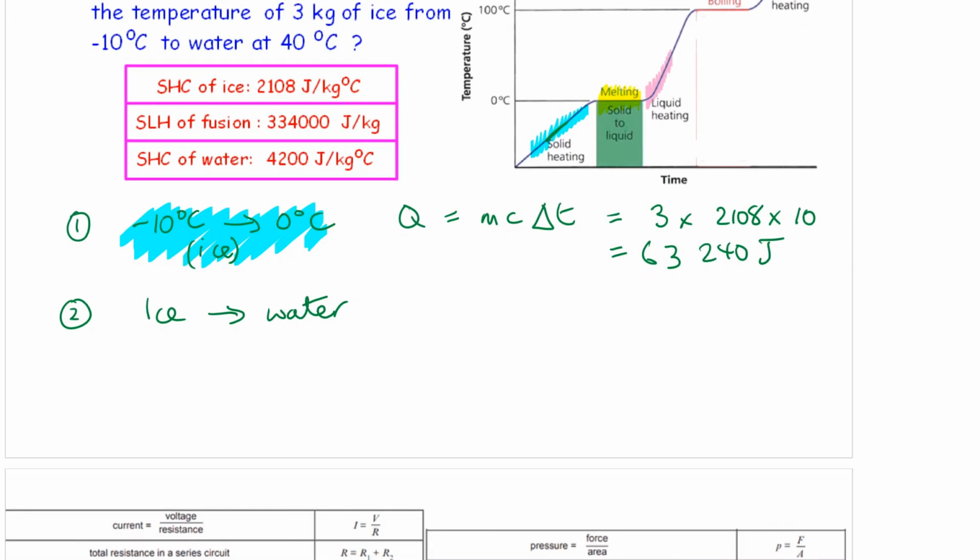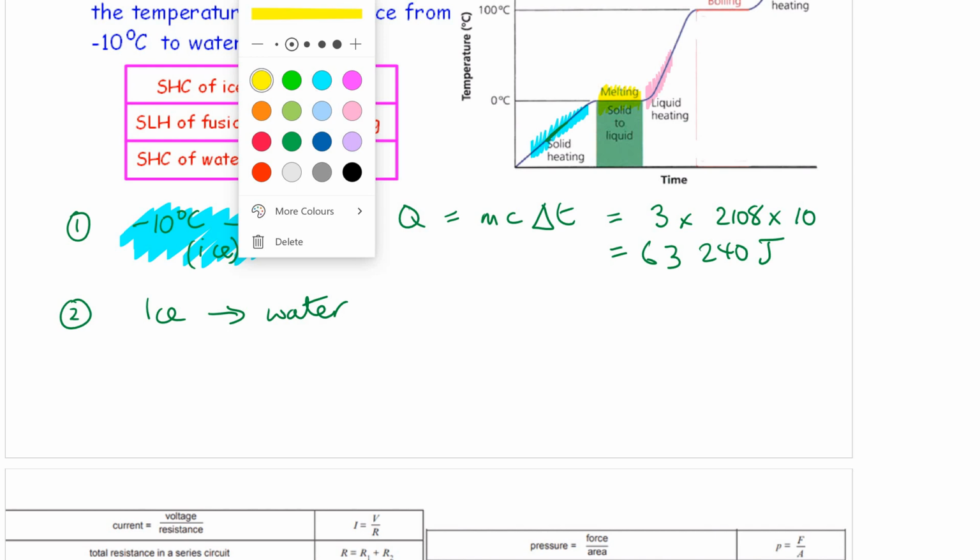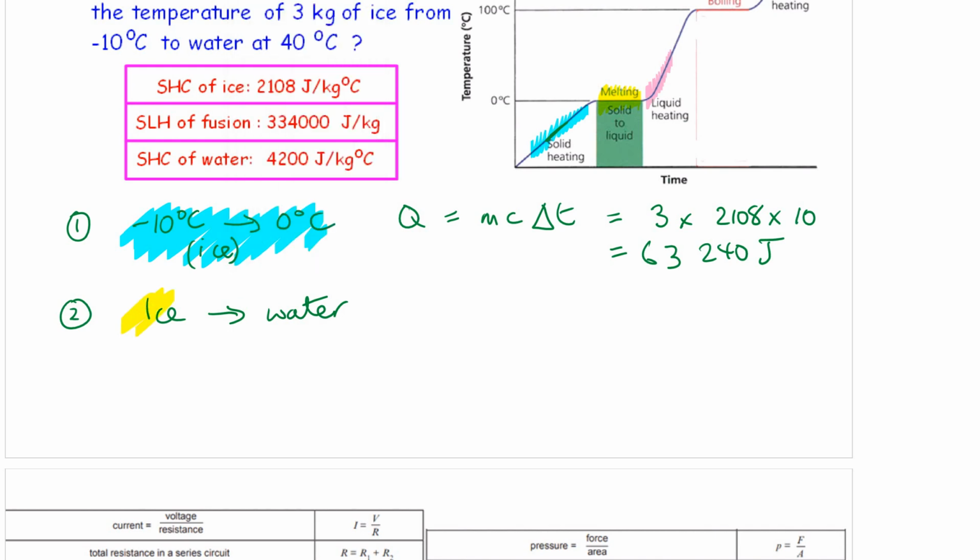This relates to this section of the graph. It's the yellow bit. When we're going from ice to liquid water, we need a certain amount of energy. Remember, the temperature is not changing. All we're doing here is making or breaking bonds. In this case, we're going from ice to water. We're breaking bonds. So what was the mass of the ice?